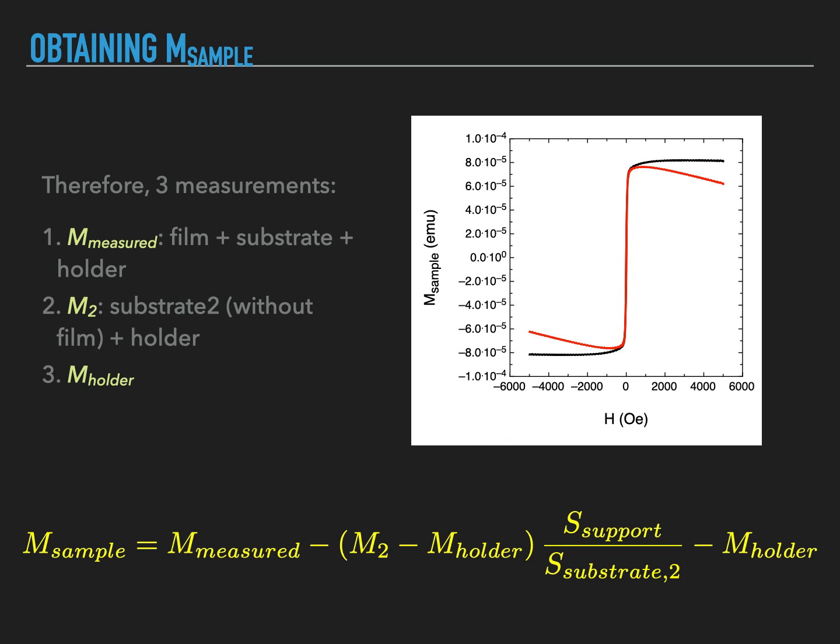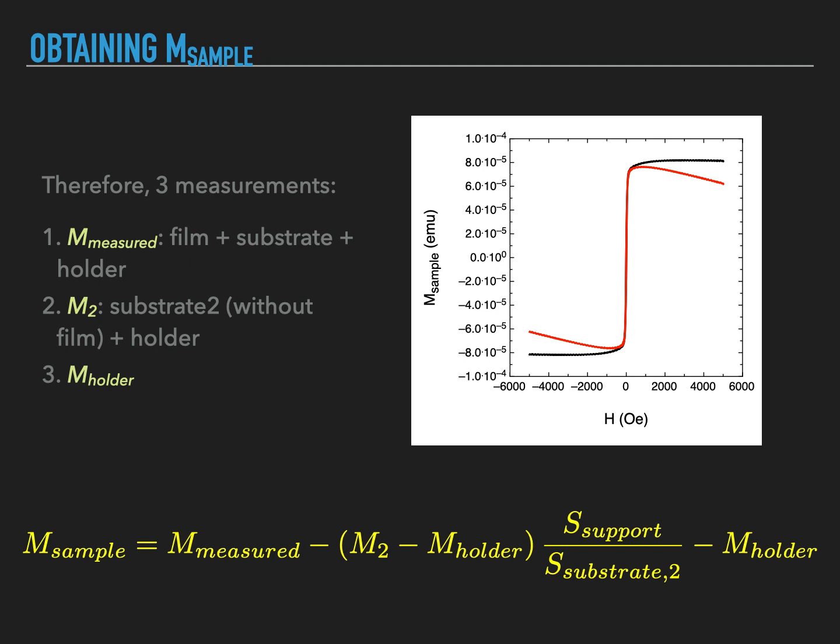At last, we can combine everything together. We have done three measurements: one of the holder, the substrate and the film on top, one with the holder and a clean substrate without the film on top, and one of only the holder. We must measure the surface area of the two substrates, the one with the film and the one without the film, and by combining everything according to the formula shown in the bottom part of the slide, we can calculate at last the magnetic moment of the sample of the film without all the background contributions.